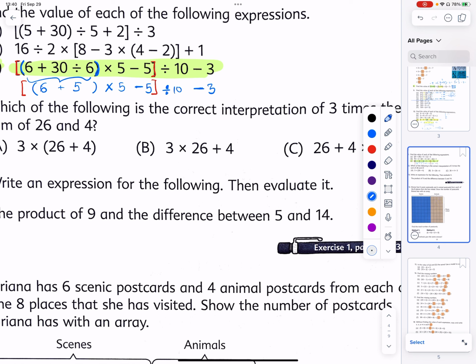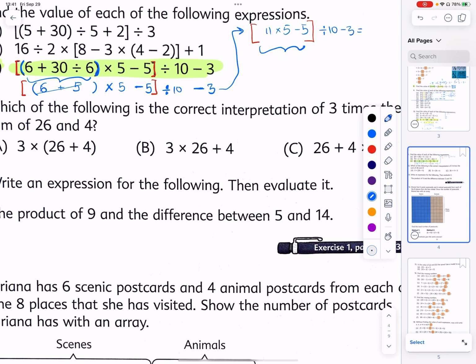We address the parentheses first. I'm running out of space, so I'm going to go over here. And of course, 6 plus 5 is 11. Let me rewrite. Here is my bracket, and I'm going to use 11 times 5 minus 5. Close the bracket, and I'm copying over. Divide by 10 minus 3 equals.